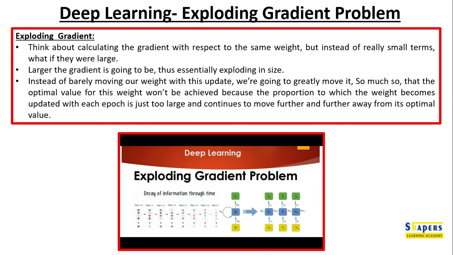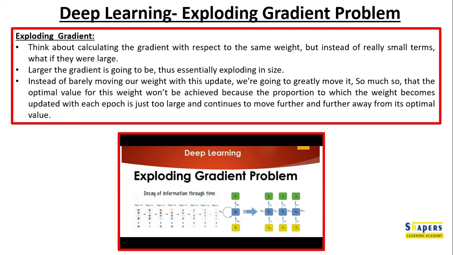Now imagine the same problem in the opposite direction. There we encounter the exploding gradient problem. Think about calculating the gradient with respect to the same weight, but instead of really small terms, what if they are really large? The larger the gradient is going to be, thus essentially exploding in size. Instead of barely moving our weight with this update, we are going to greatly move it. So much so that the optimal value of this weight won't be achieved, because the proportion to which the weight is updated with each epoch is too large and continues to move further and further away from its optimal value.